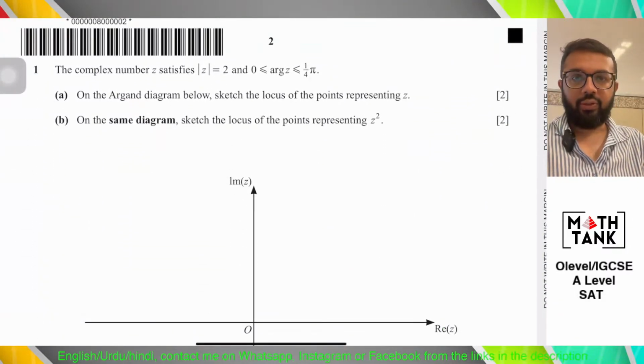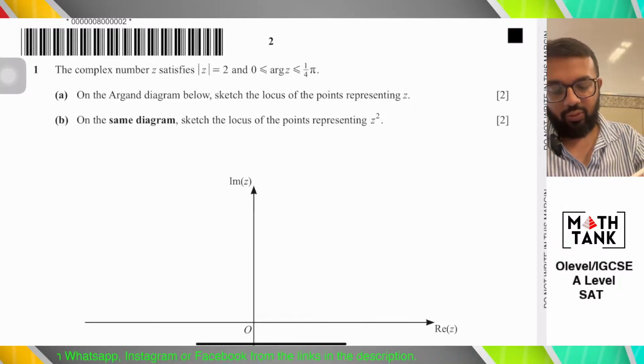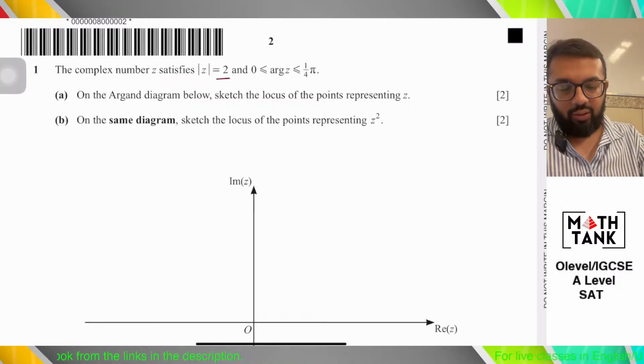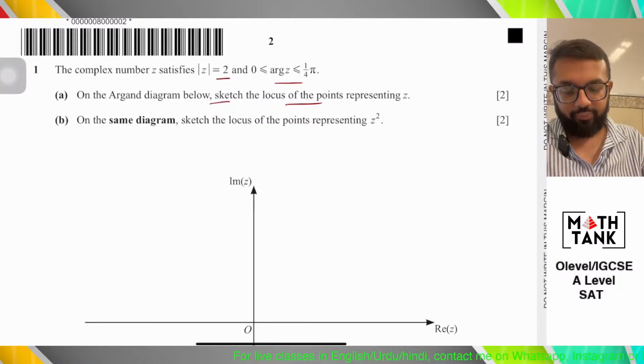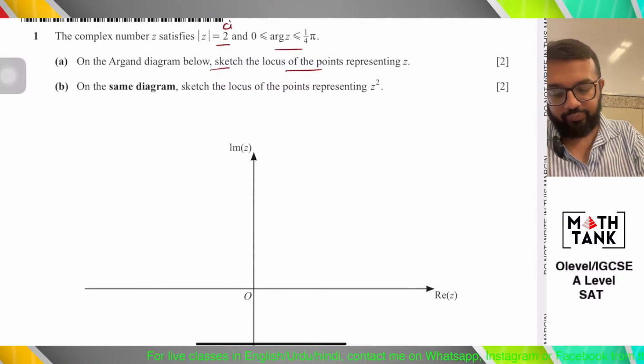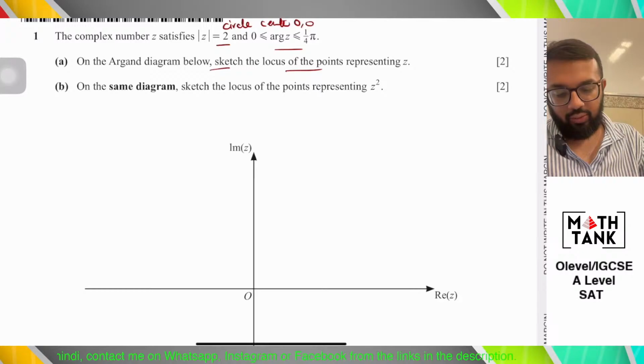Okay, the first question is complex numbers. It says the complex number z satisfies the equation this, an argument of z is this. On an Argand diagram below, sketch the locus of points representing z. Okay, so this one is a circle, center 0, 0, and radius 2.